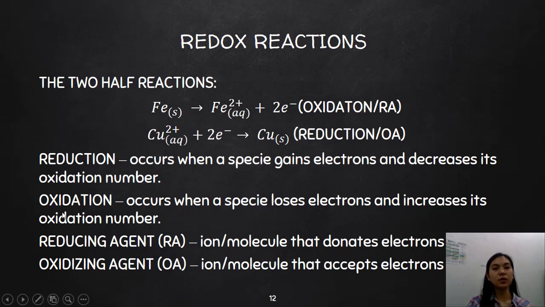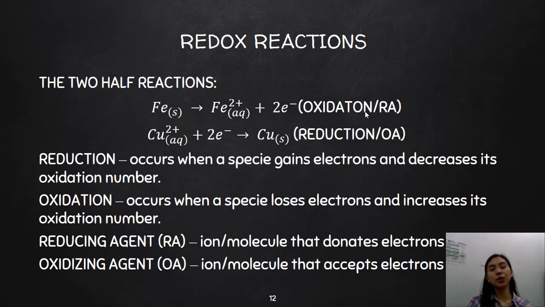And another one, for the oxidation. Oxidation occurs when a species loses electrons and increases in oxidation number. So here, on the other hand, the iron is the oxidation, because from a charge of 0, it went to a positive 2 charge. And 0 to positive 2 is an increase in oxidation number. Therefore, your iron is the one that underwent the oxidation process.